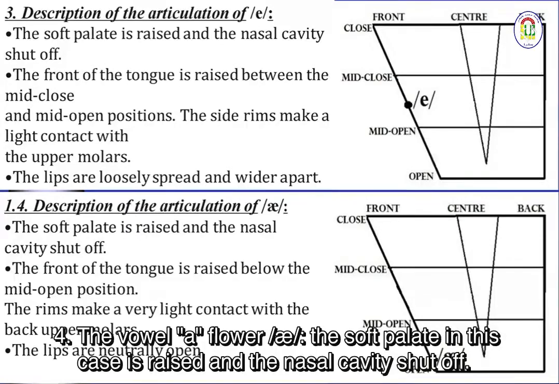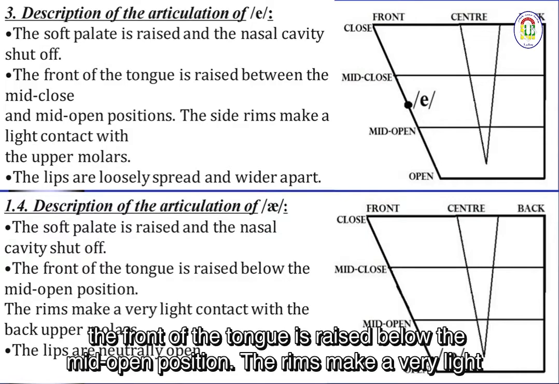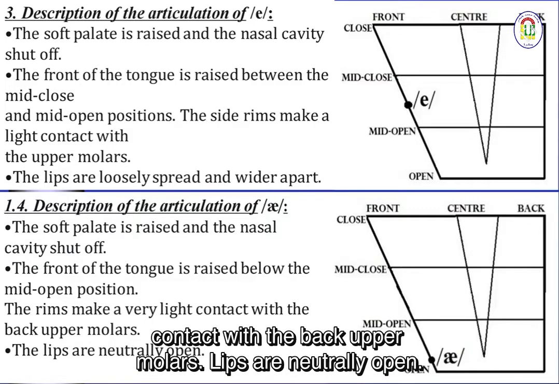Number 4, the A flower. The soft palate in this case is raised and the nasal cavity shut off. The front of the tongue is raised below the mid-open position. The rims make a very light contact with the back upper molars. Lips are neutrally open.